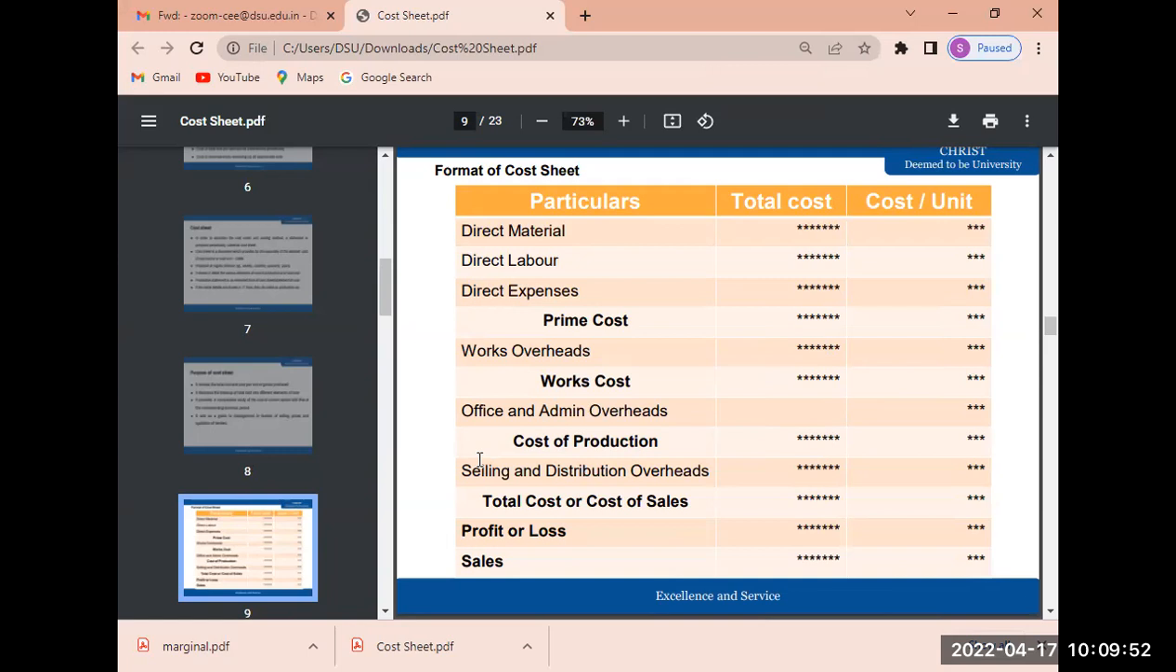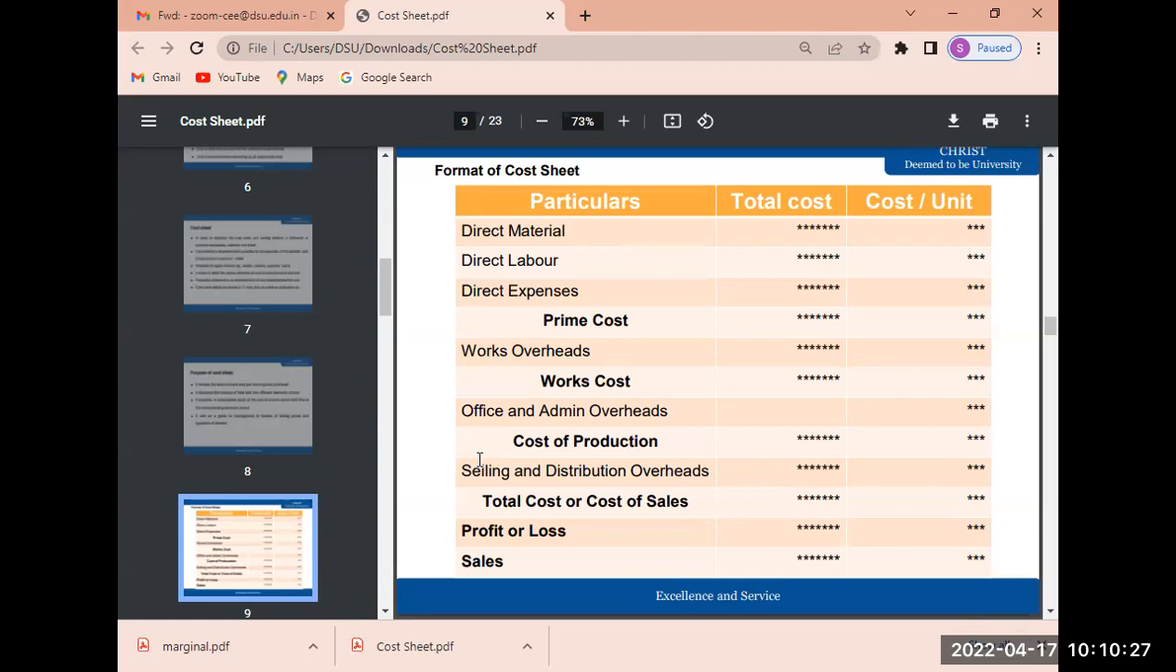Then with prime cost, if you add works overheads, what is works overheads? The factory overheads, production overheads, manufacturing overheads. What is overhead? We already discussed. Any indirect expenses, any indirect cost, not even expense, any indirect cost. I'm using two words, cost and expense. Both are slightly different here. Whatever I spent would be an expense, but whatever I'm apportioning to my particular product is called the cost of that particular product.